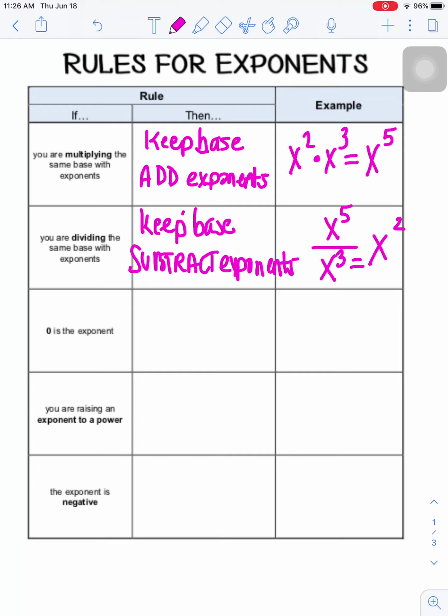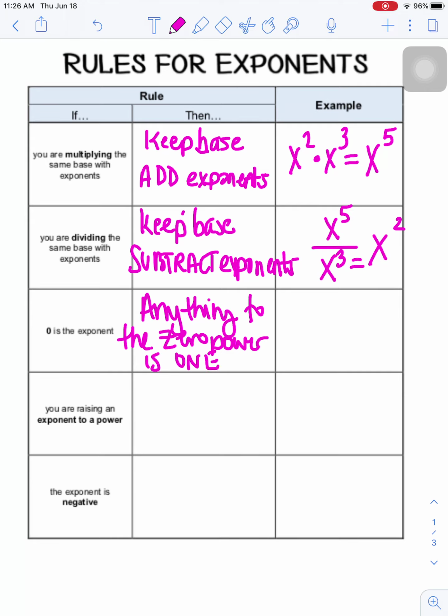Now, if you have the 0 as the exponent, anything to the 0 power is 1. So let's say you have x to the 0 power. That is going to equal 1.